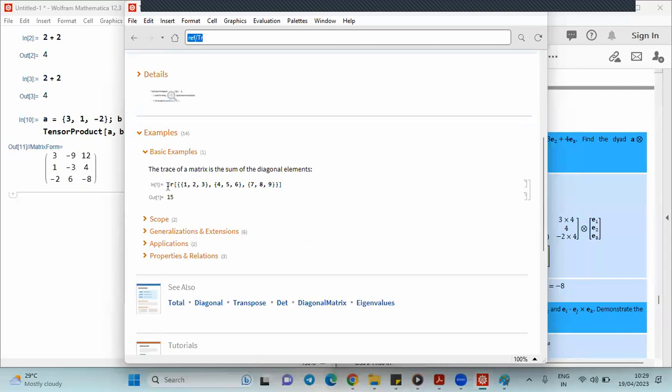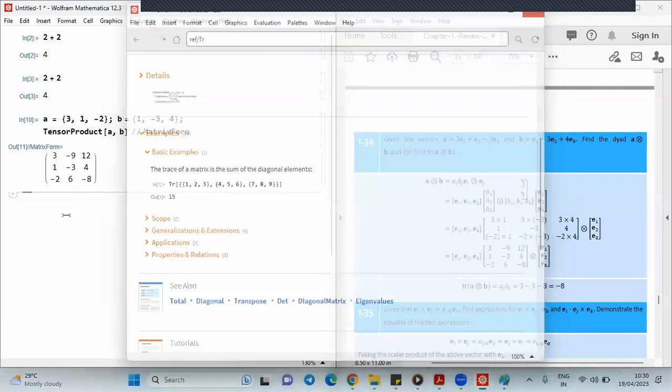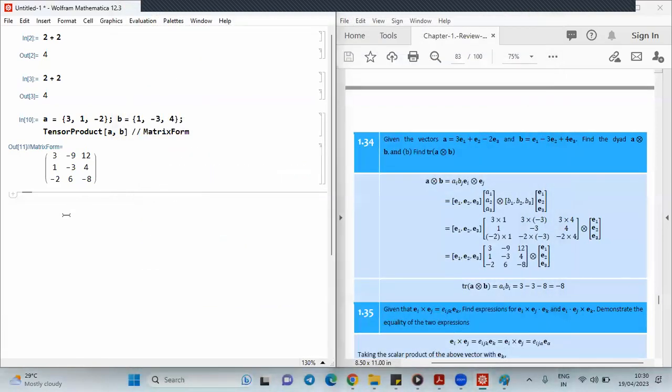So looking at this, when we find the trace of a particular matrix, it gives us that trace. In this case, the trace here is 15. Using this information, we can close this and go back and say, yes, the command I am looking for to find the trace of the matrix before me is TR.